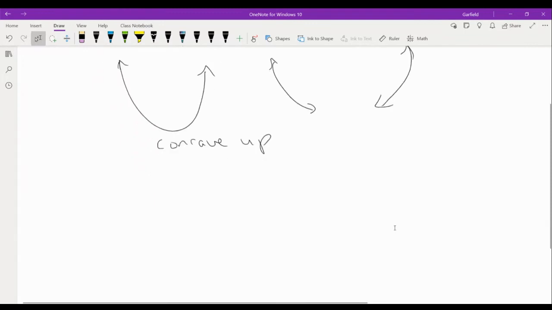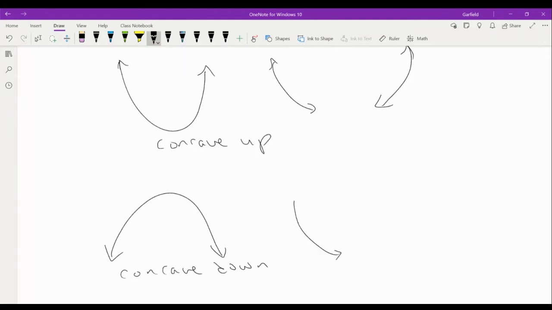Then we have the concave down, which looks like this. So if it opens downwards, then we say it's concave down. And it doesn't have to be full again. It could be partial like this. That'd be concave down. Or it could be partial like this. So if we take a piece of it, it's concave down.